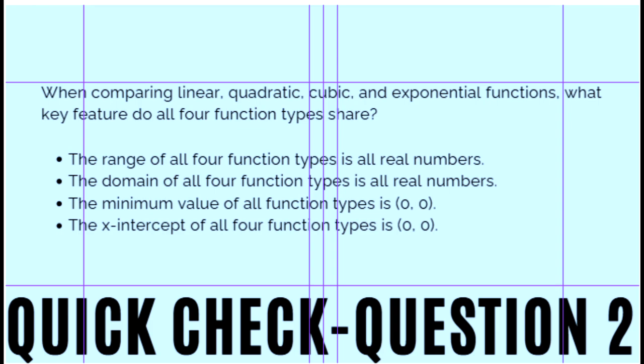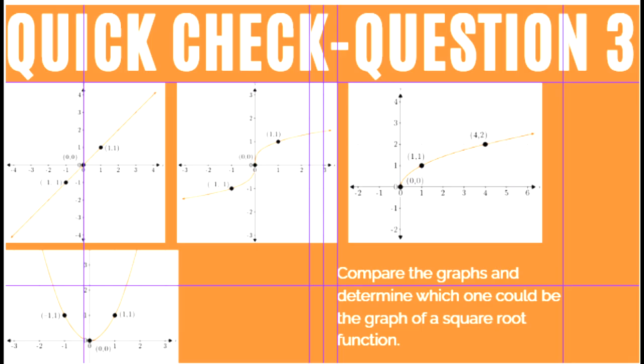Yay! Quick check question number 2. When comparing linear, quadratic, cubic, and exponential functions, what key feature do all 4 function types share? Then that gives you choices. Go back and look at your table that should be in your notes. Quick check question number 3. Compare the graphs and determine which one could be the graph of a square root function. What does a square root look like? Okay. Use your notes if you need to.